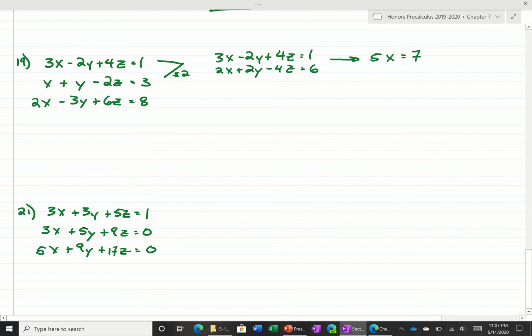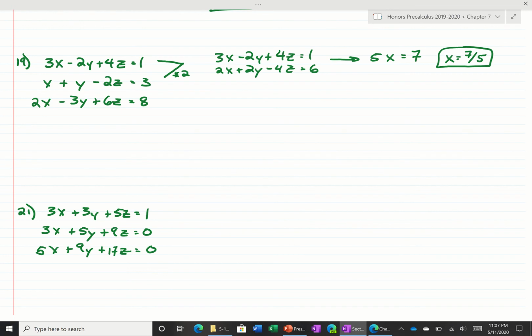That's interesting. Well, if 5x is equal to 7, let me just make sure I did that right. 3x minus 2y plus 4z equals 1. 2x plus 2y minus 4z is equal to 6. Yeah, I did that right. Combining those, 5x. Yeah, that all looks good. So this would tell us that x is equal to 7/5. If x is 7/5, we could plug that in.